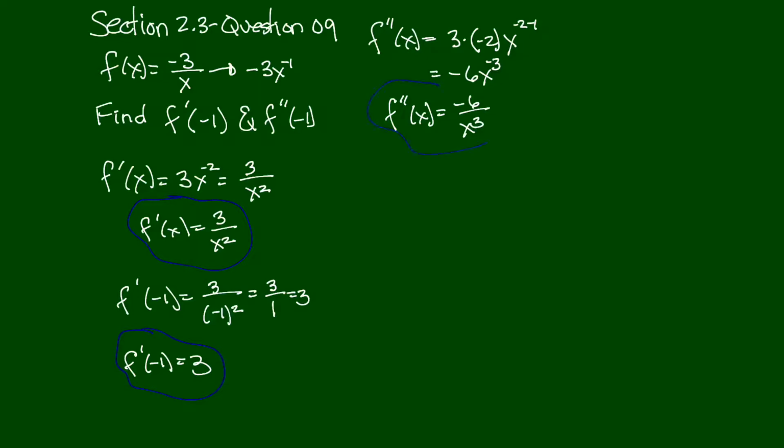Here we go. And if we substitute in negative 1, F double prime of negative 1 is negative 6 over negative 1 cubed, which is negative 6 over negative 1, which is positive 6. So f double prime of negative 1 is 6. Let's circle that so we don't lose it.